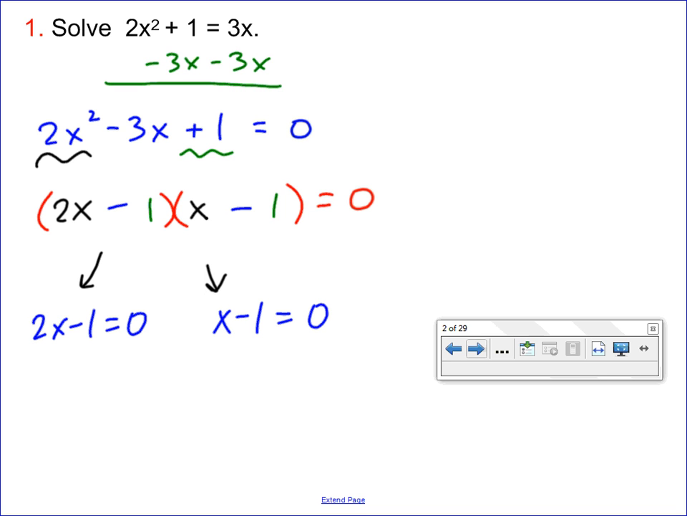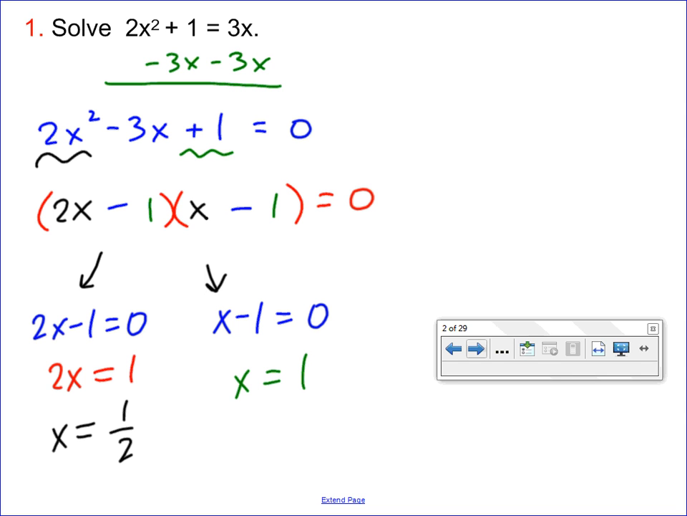In the first case, it looks like I'll add 1 to both sides to isolate the variable term. 2x equals 1. Let's finish it out by division. X equals 1/2 is one potential solution value. In the second case, it looks like I can solve in one step. Simply adding 1 to both sides gets my variable.